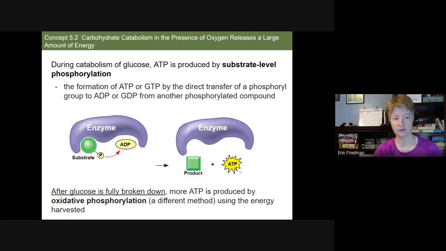Right? When we talk about the first step of cellular respiration, this substrate level phosphorylation is how we're making the ATP in that process. When we get to the end of today, we're also going to talk about producing ATP by oxidative phosphorylation. And that's a slightly different method of making ATP, and we'll learn about that a little bit later.